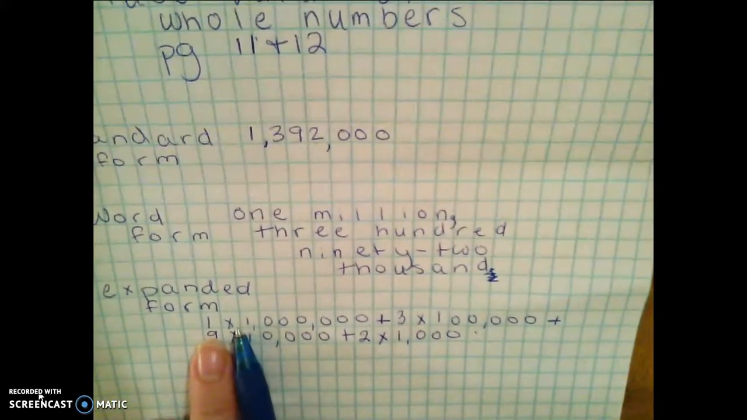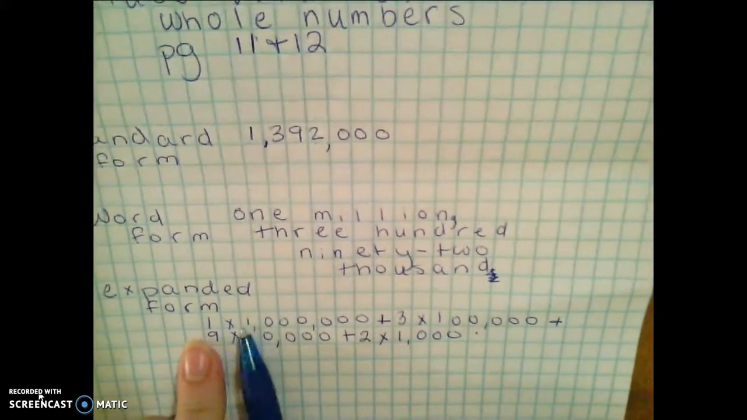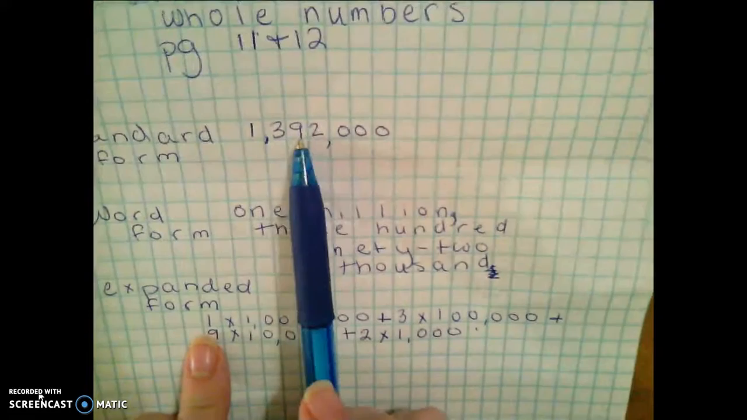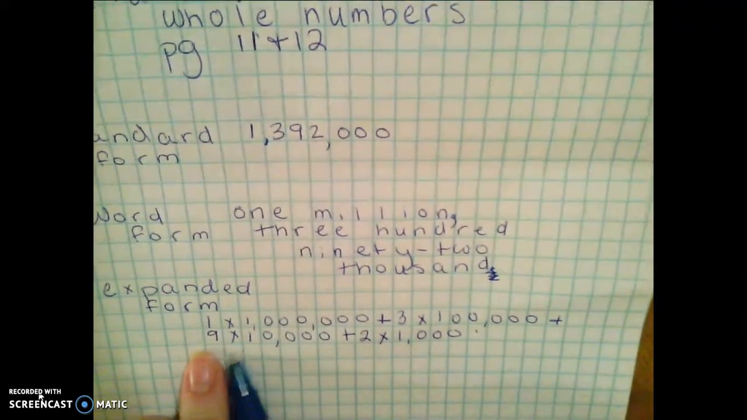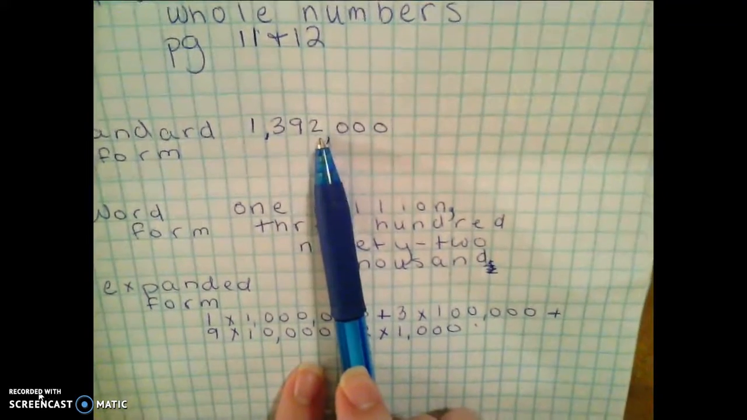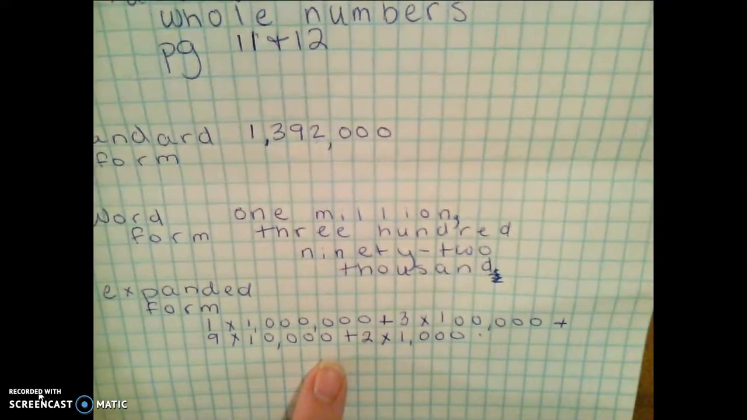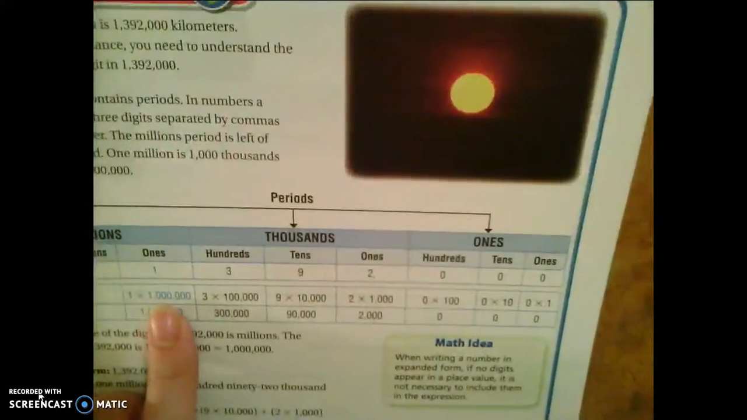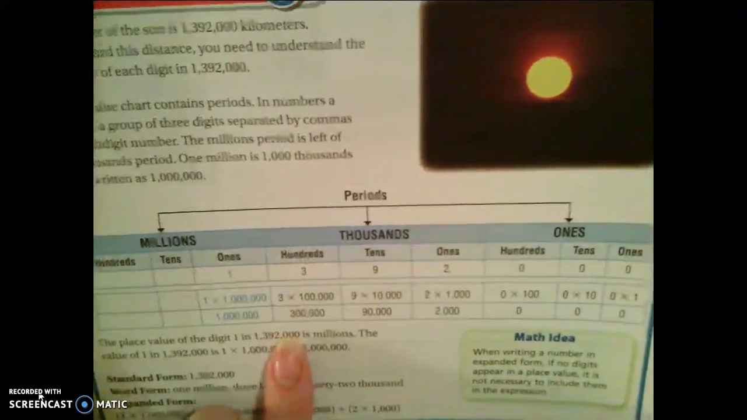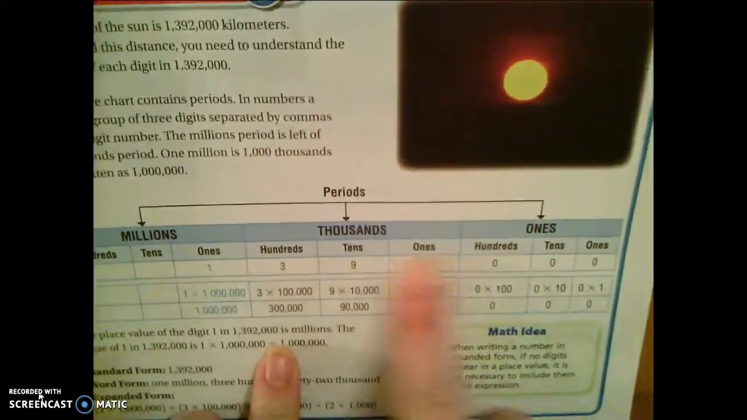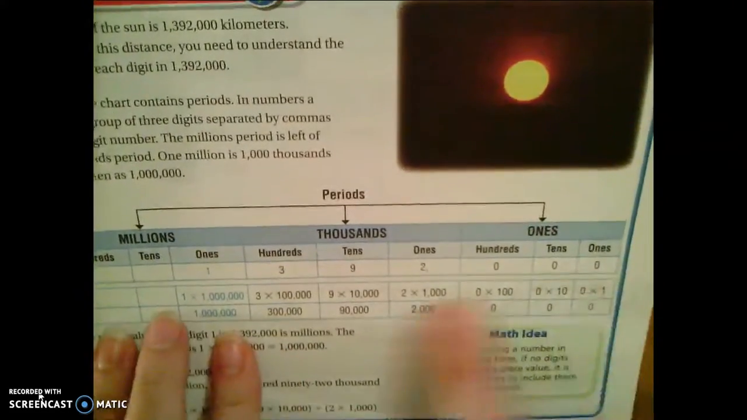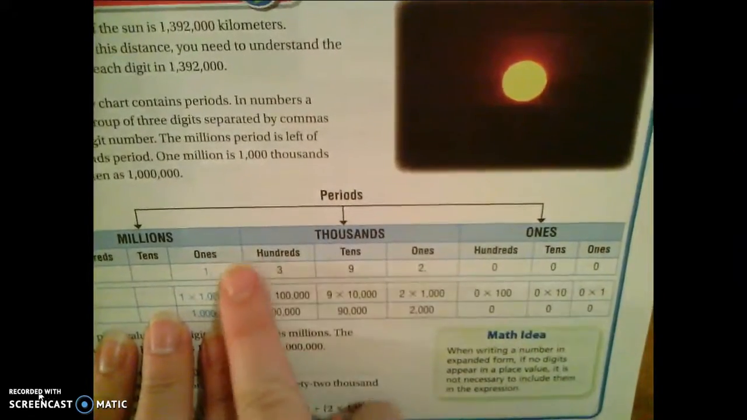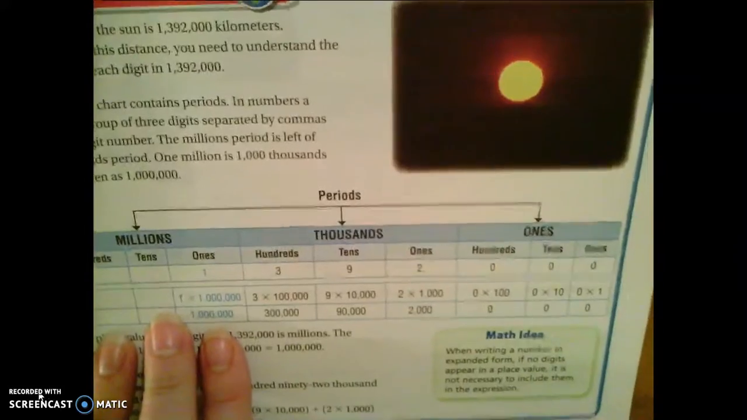So again, the way we got this is, in the millions place, 1 times a million. This is the 100,000s place, so 3 times 100,000. This 9 is in the 10,000s place, so we have 9 times 10,000. This 2 is in the thousands place, so we have 2 times 1,000. So really, the best way that I have found to solve these problems is to use your place value chart. If you just plug in the numbers, then you can see what place value it's in, and that's what you multiply by when you're doing expanded form. Or what period it's in, and that's how you say it.